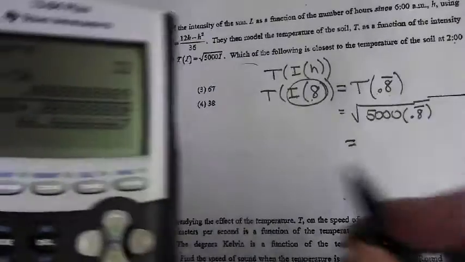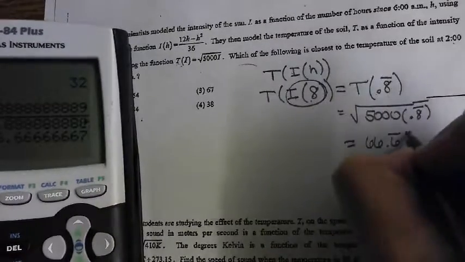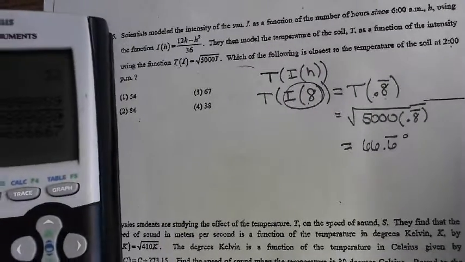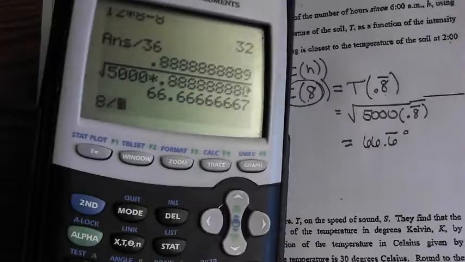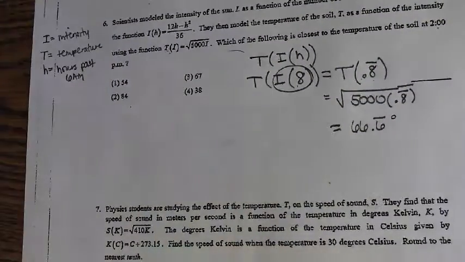So 66.6 repeating. Chloe, can you put it as the fraction 8 over 9? Absolutely. 8 ninths. Yep, because that's what 32/36 would reduce to. Good. Any questions?